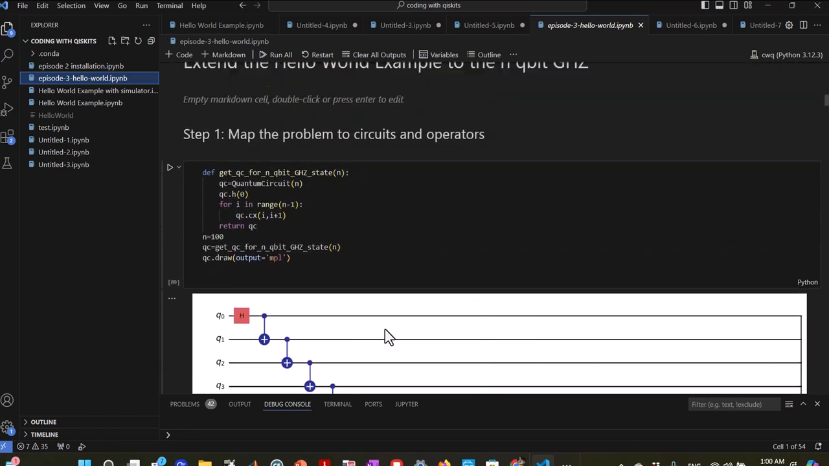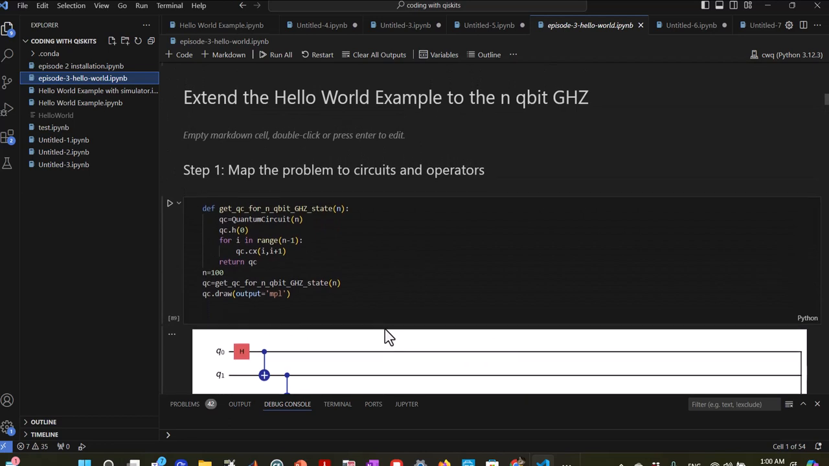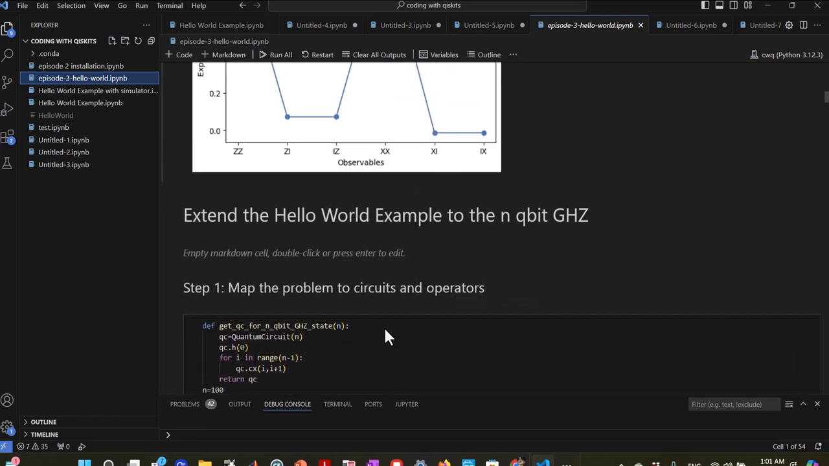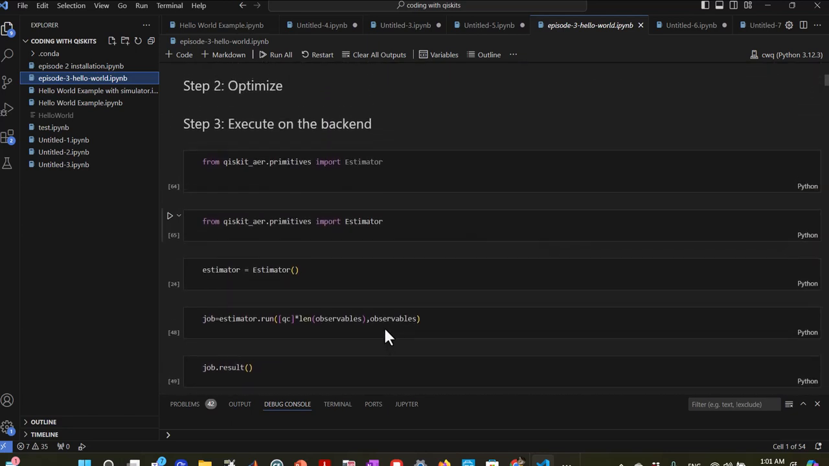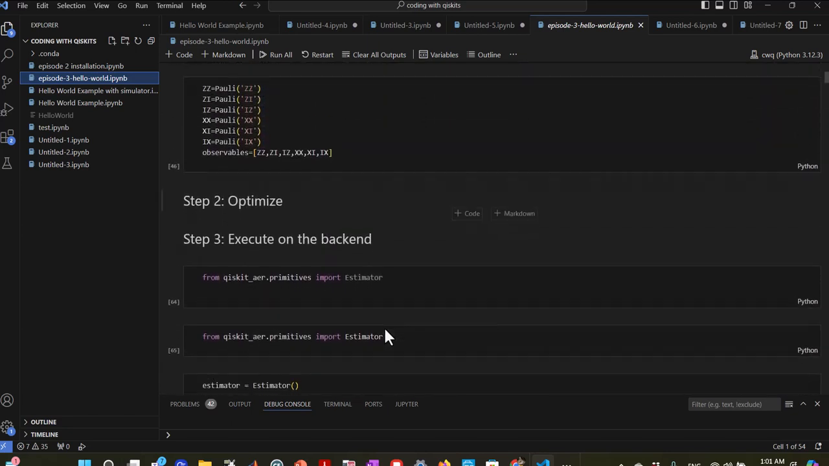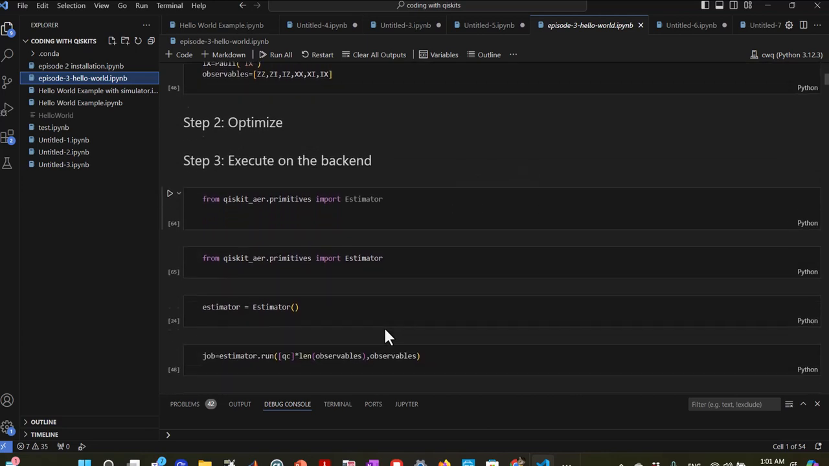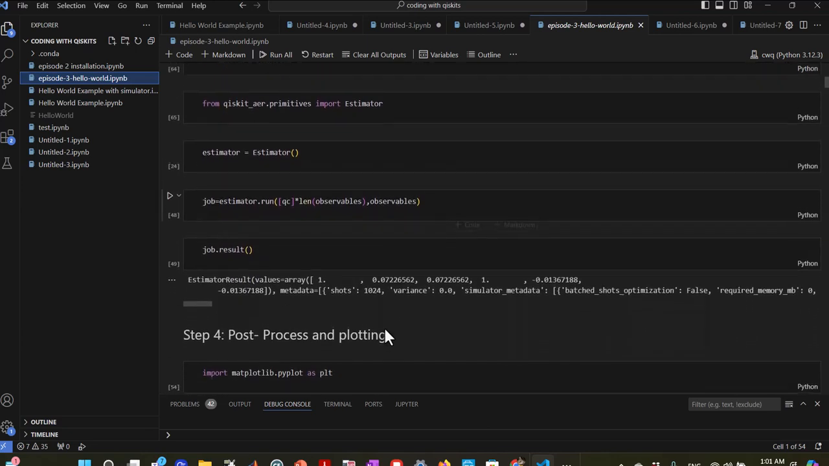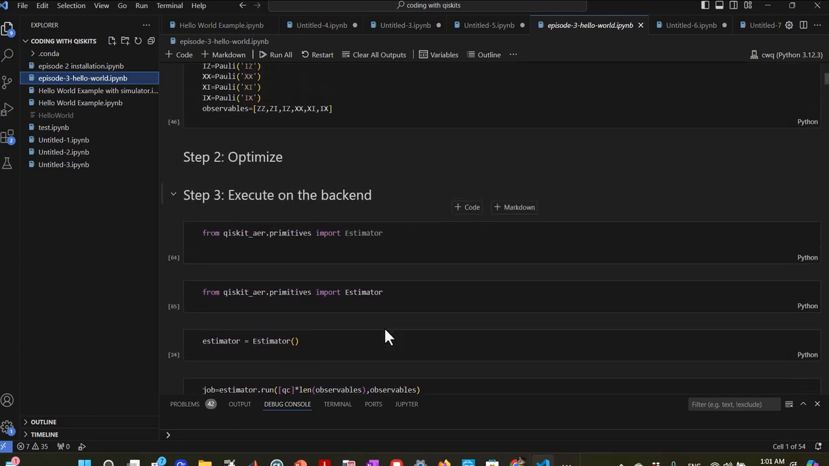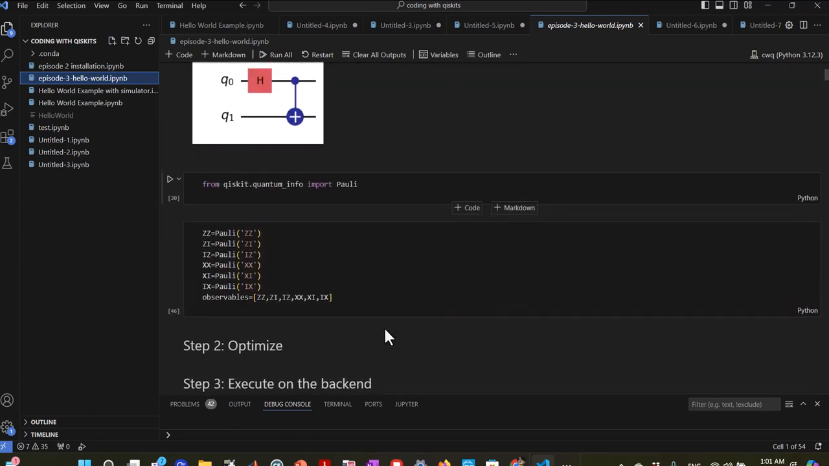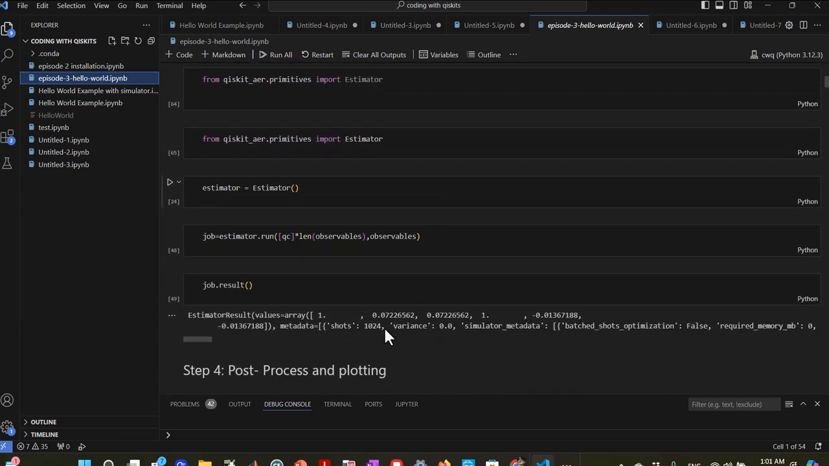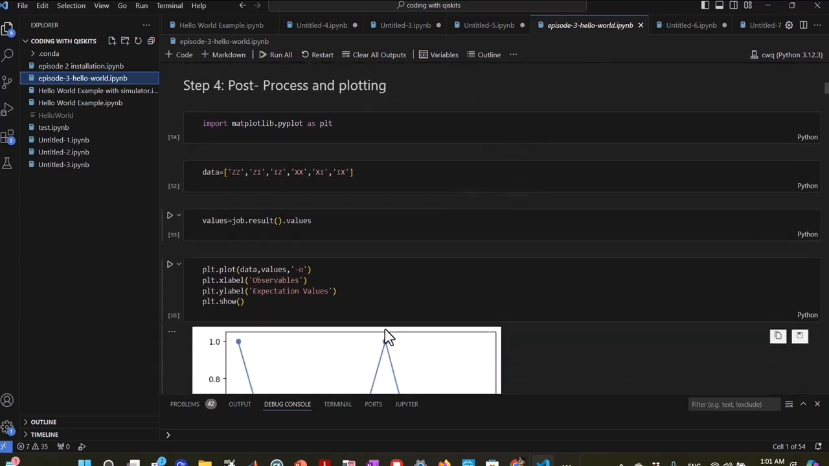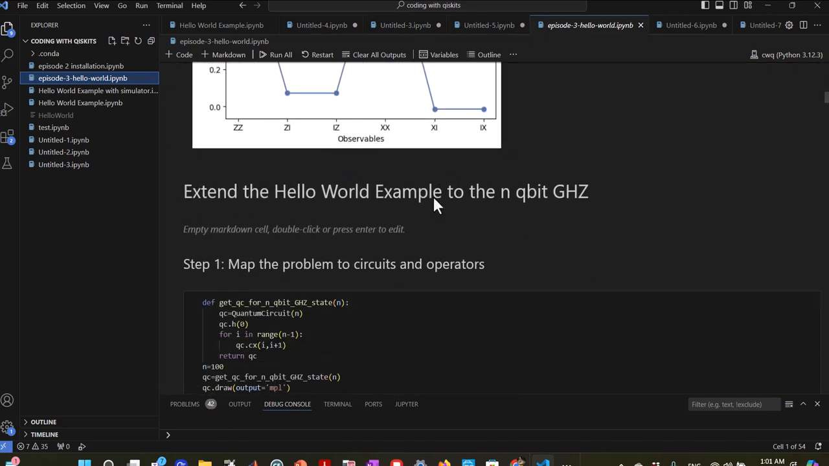Let's see, what did it say we were doing? The steps that they say to do is that you build the circuit. So these are the steps. You build the circuit, and then you optimize it, and then you execute it on the backend, and then you process it and plot it. And building the circuit includes transpiling it to get it to match the hardware that you're going to be running it on. And that's all I have to say about that.